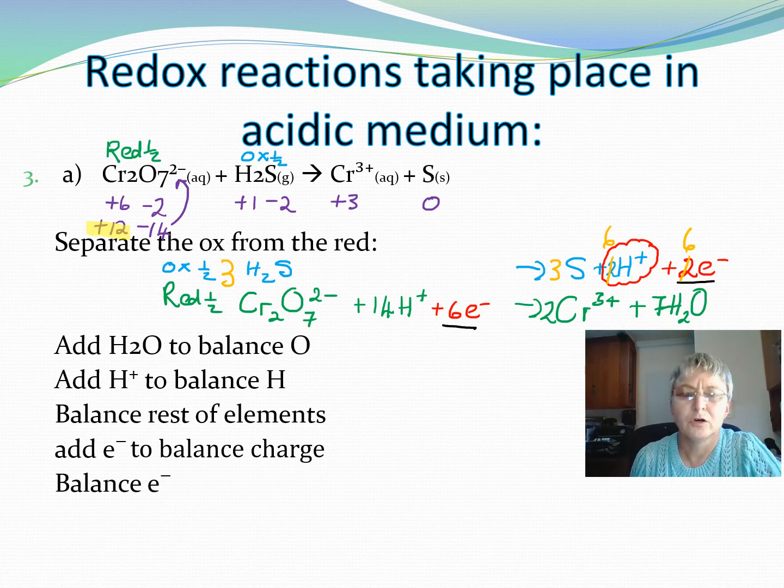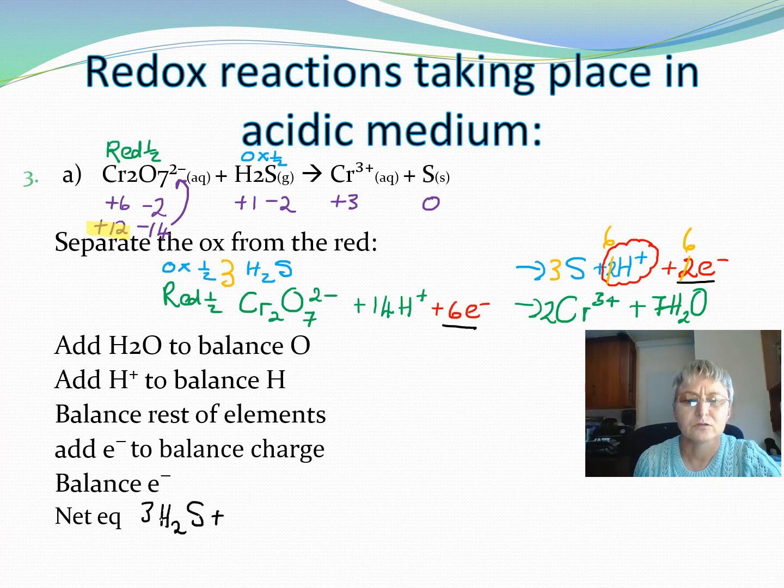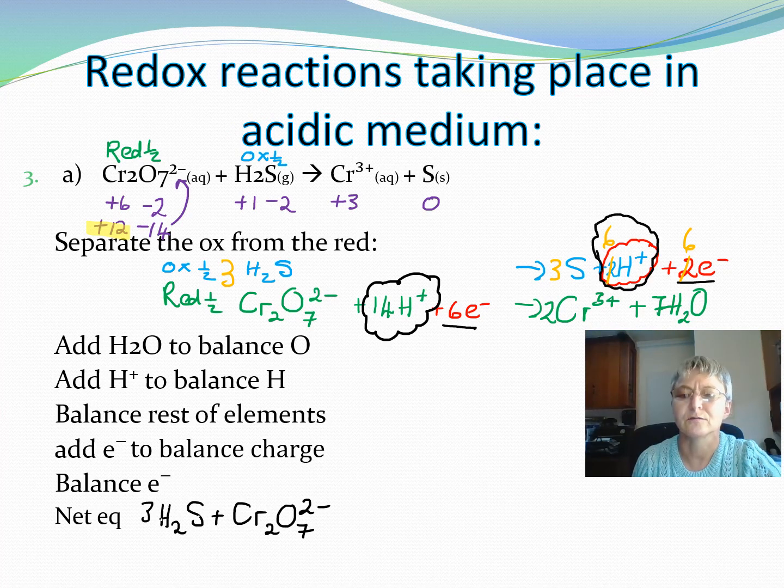So now, with all the elements balanced, the charges balanced, and the electrons balanced, we can write down the net redox reaction equation. 3 hydrogen sulfides will react with a dichromate. We get 14 hydrogen ions on the left-hand side of the arrow and 6 hydrogen ions on the right-hand side of the arrow.